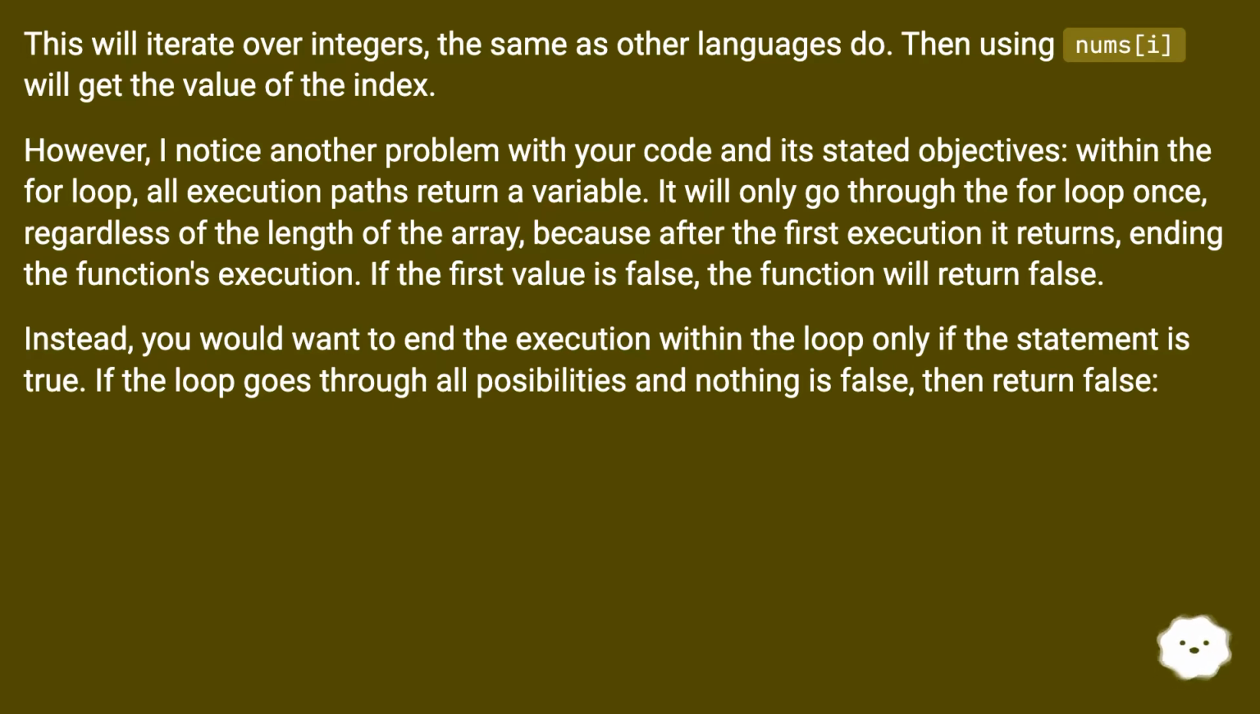If the first value is false, the function will return false. Instead, you would want to end the execution within the loop only if the statement is true. If the loop goes through all possibilities and nothing is true, then return false.